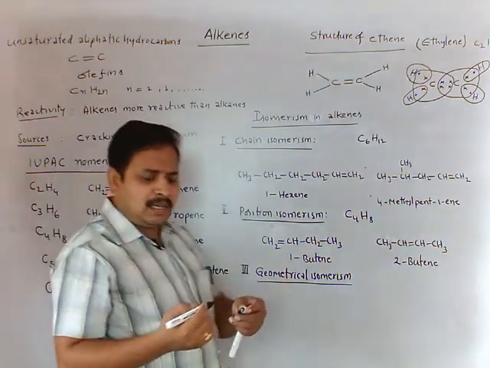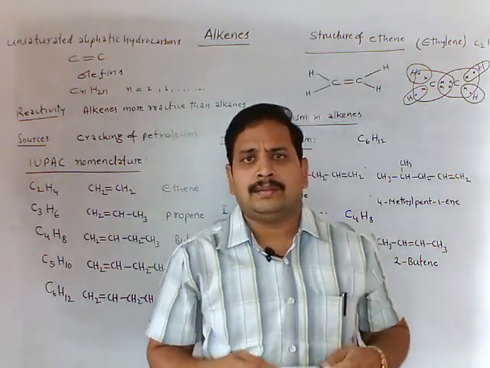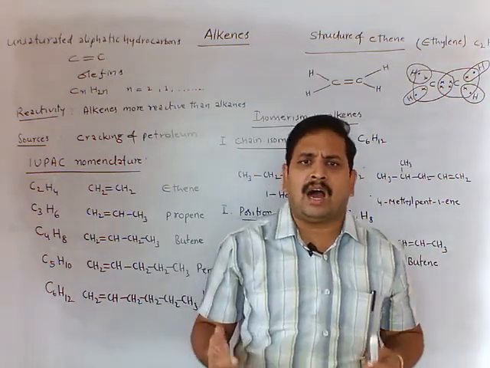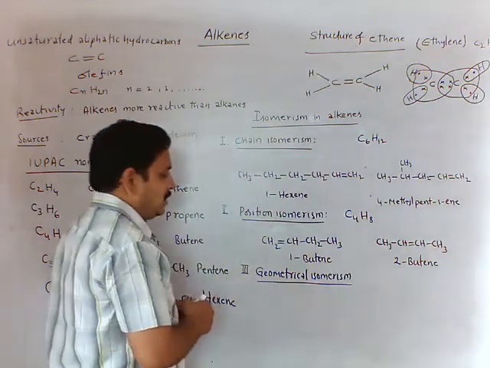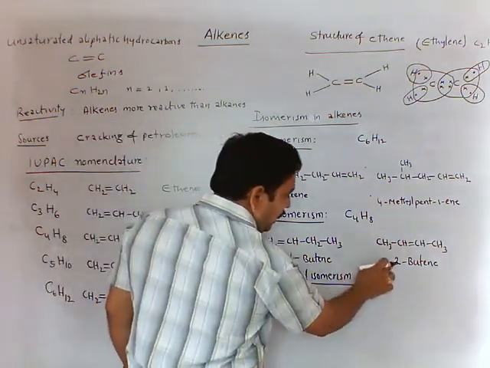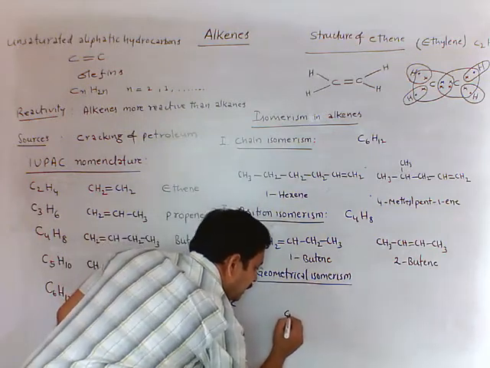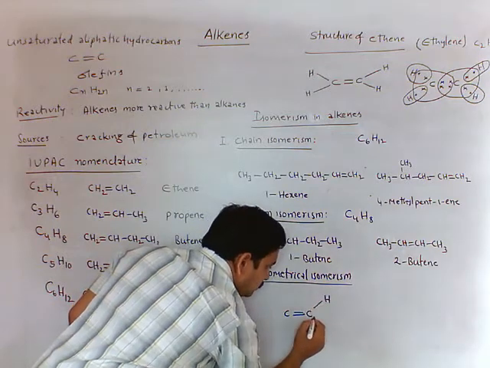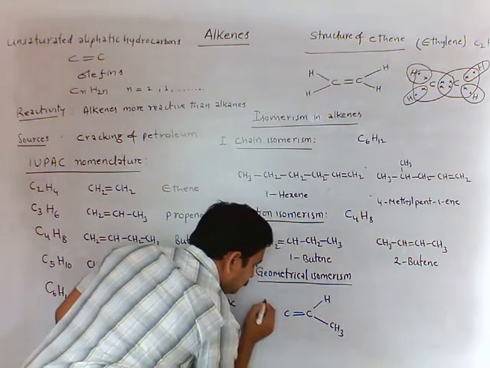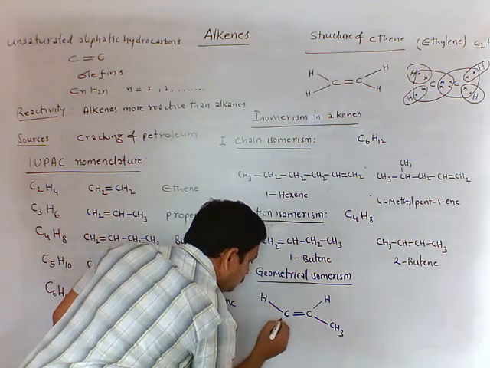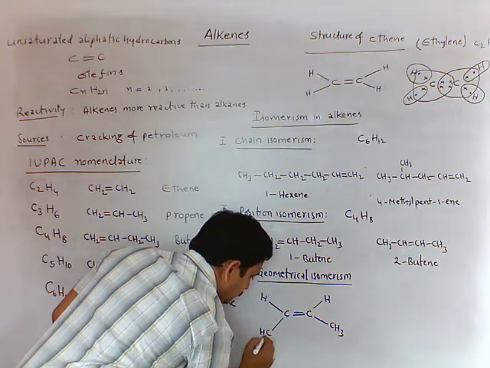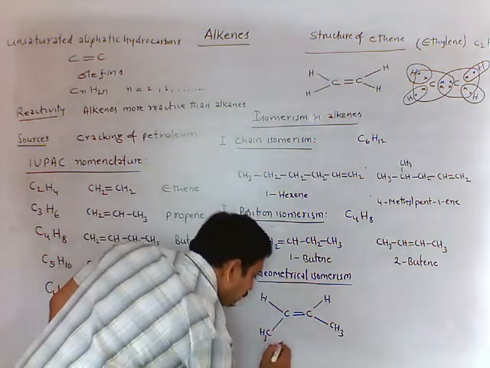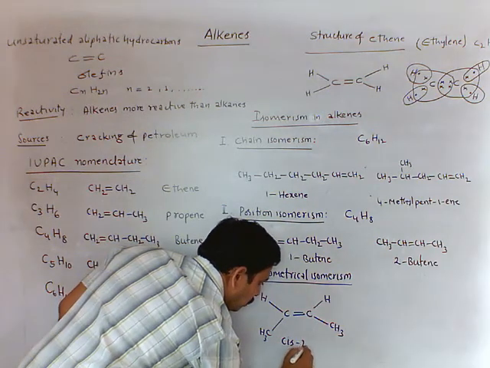Here the arrangement of groups is different around the C double bond C in space; these are called geometrical isomers. In this we are taking 2-butene. I am writing 2-butene like this: C double bond C, hydrogen, CH3, hydrogen, CH3. These groups exist on the same side, so we call this cis-2-butene.